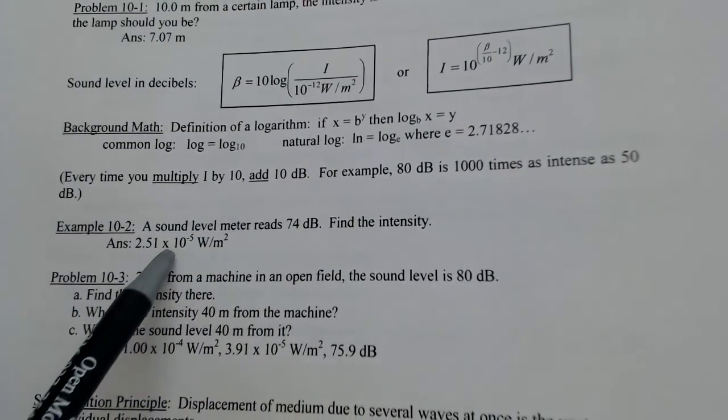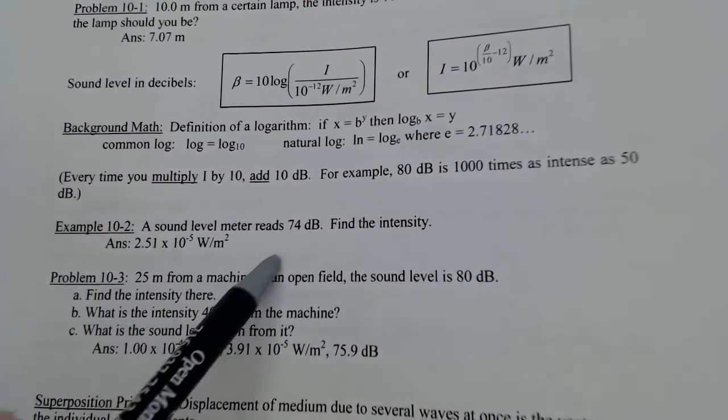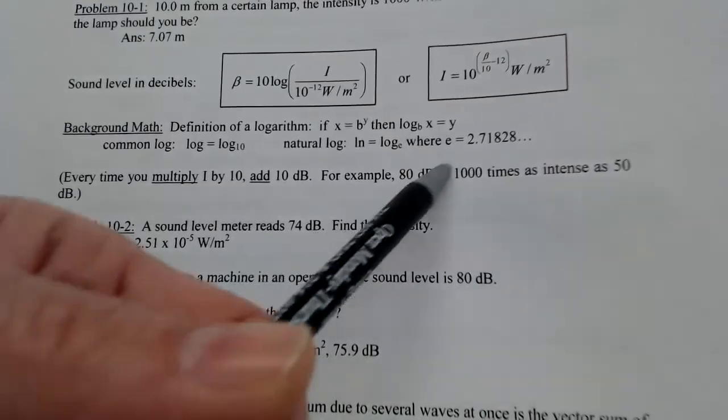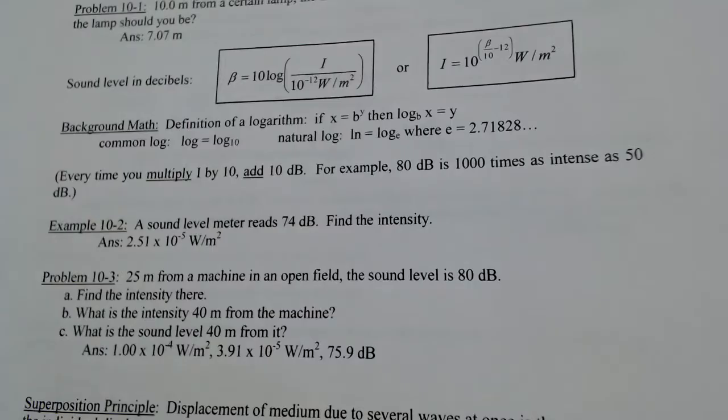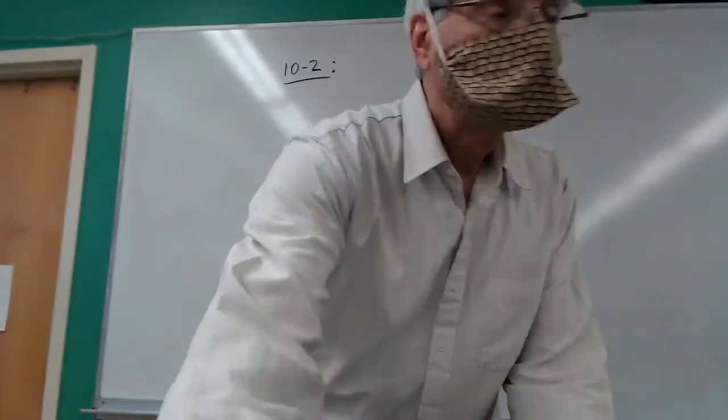So what number 2 is asking you to do is just take the 74 decibels, stick it into this formula for beta, and then the rest is just calculation, which would look like this.